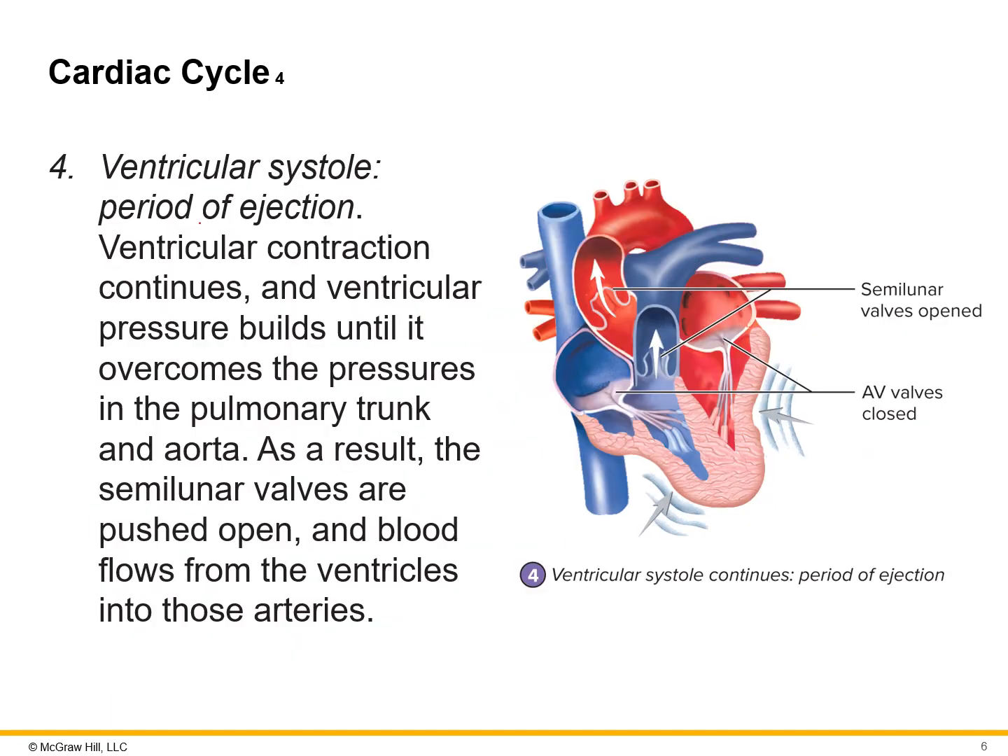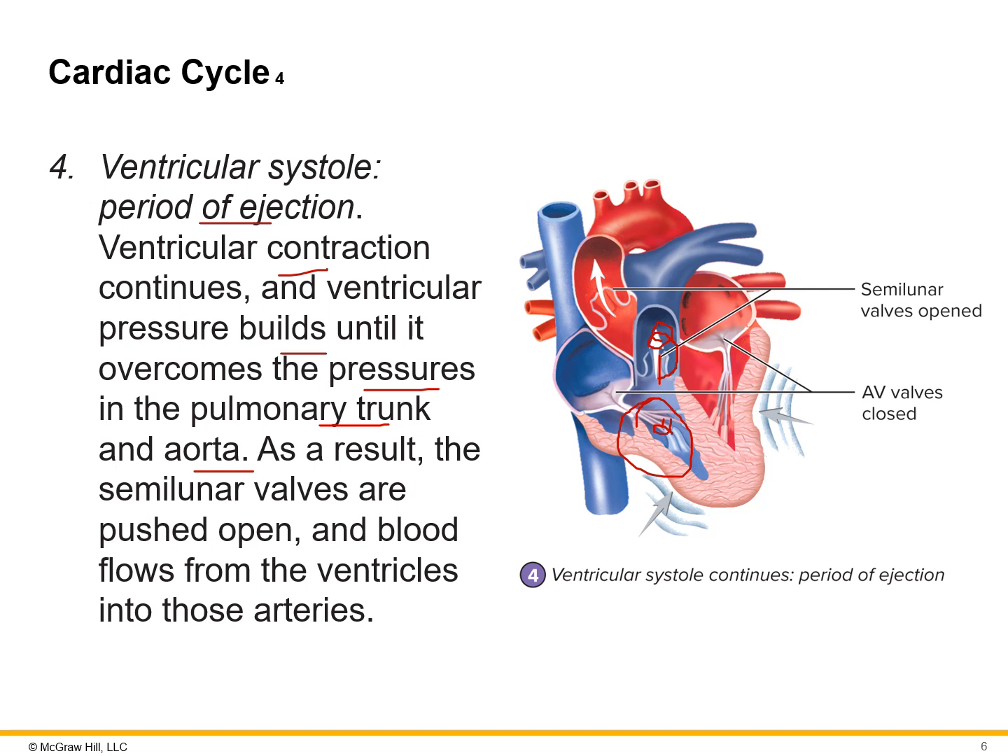So now we get the period of ejection. The ventricular contraction continues. Again, we get that plateau phase. So that pressure continues to build until it overcomes the pressures of the pulmonary trunk and the aorta. Okay, so again, here on the right ventricle, as the contraction continues and our pressure builds up, eventually it becomes higher than the pressure in the pulmonary trunk, and it opens that semilunar valve.